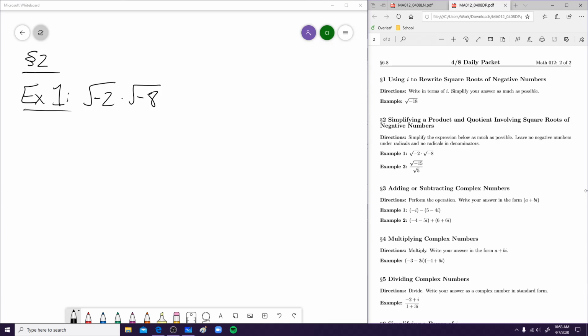So for section 2, we are going to simplify products and quotients involving square roots of negative numbers. Our first example, we have the square root of negative 2 times the square root of negative 8. A lot of students are always tempted to just use the multiplication property and just say negative 2 times negative 8. This is a big no-no.